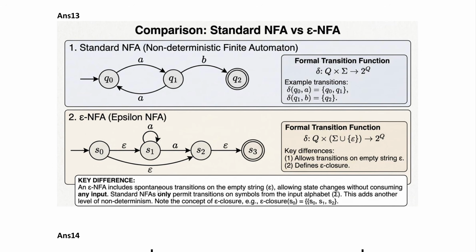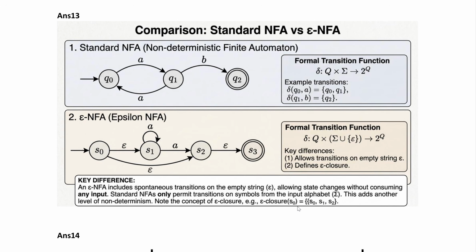An epsilon NFA includes spontaneous transitions on the empty string. As I have explained, epsilon means null or empty. Specifically, this epsilon means empty, allowing state changes without consuming any input. So there is no input symbol A or B. Epsilon means empty. Standard NFAs only permit transitions on the input symbols from the input alphabet. So this adds another level of non-determinism.